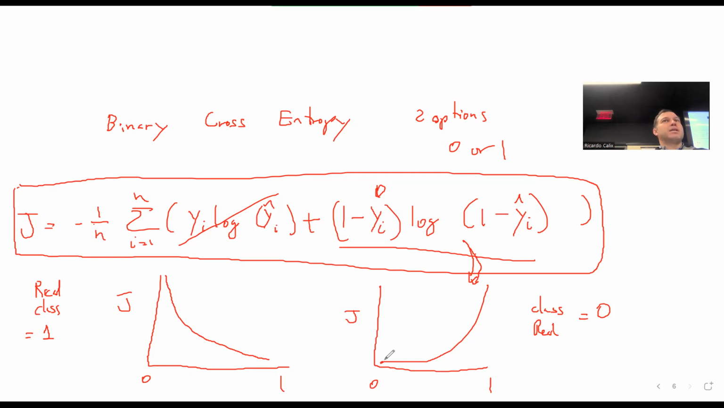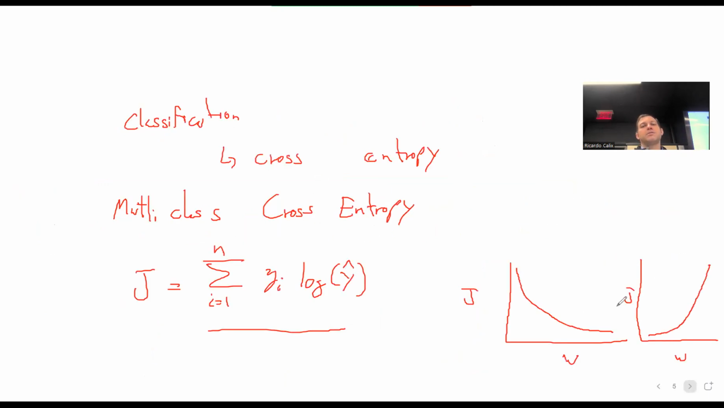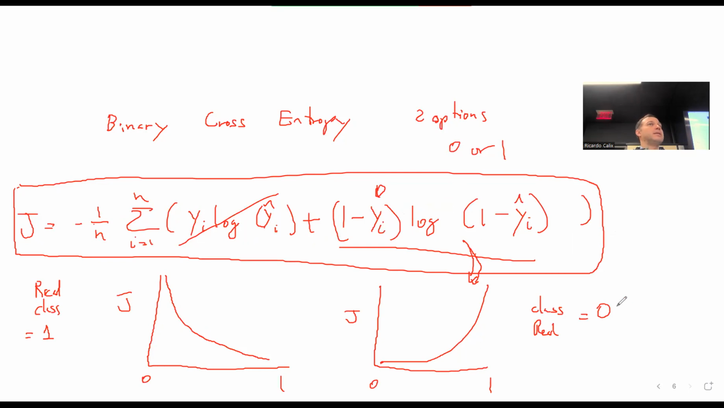That's binary cross entropy. So it's similar to the MSE, which had a relationship like this, but this one has this relationship. And that's it. I mean, that's basically the idea. Okay, so that's how we are able to minimize the values that we have.